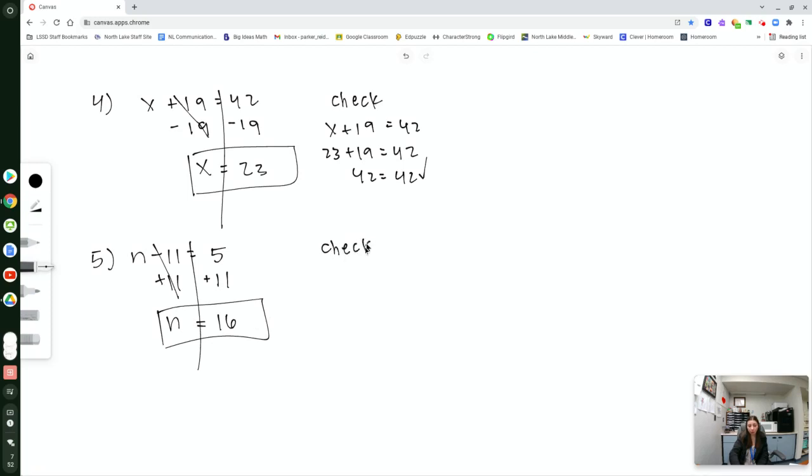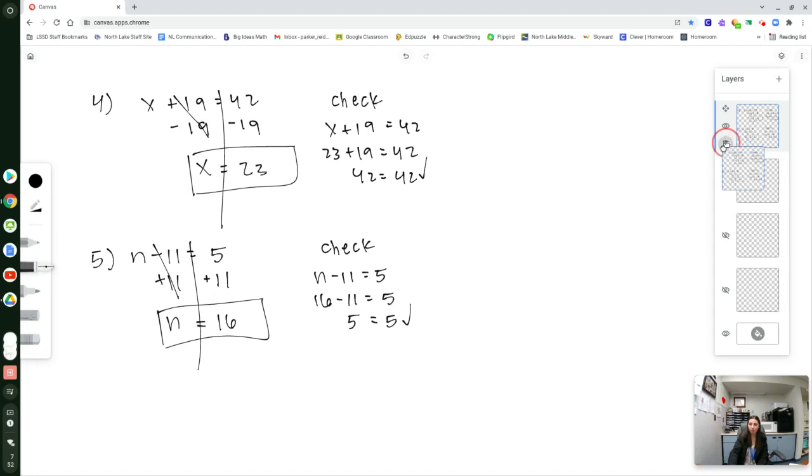But let's check just to be sure. So I'm going to take my original equation, n minus 11 equals 5. And I'm going to turn n into 16 because that's what I think it's supposed to be. Now, what is 16 minus 11? Well, it would be 5. 5 equals 5. Perfect. That means this really is my solution. N does need to equal 16 to make this equation true.